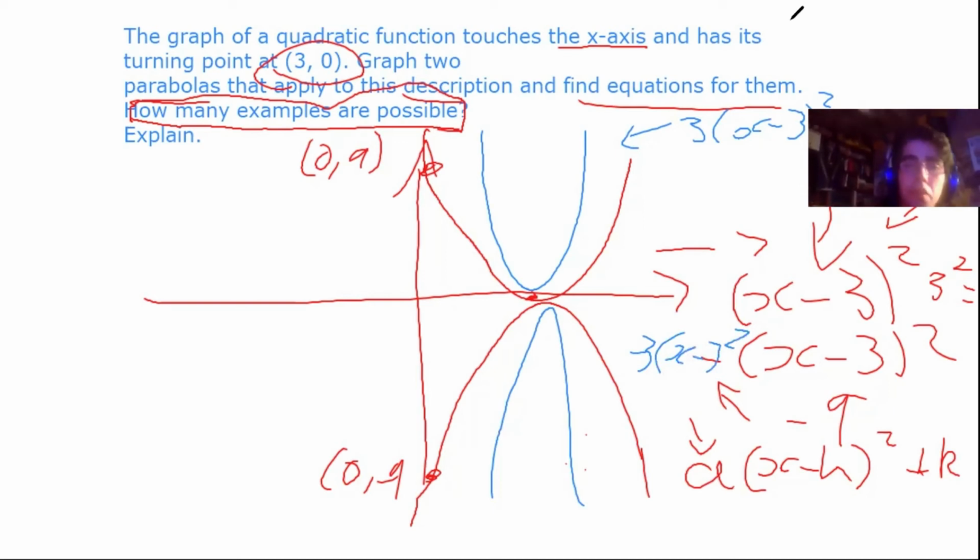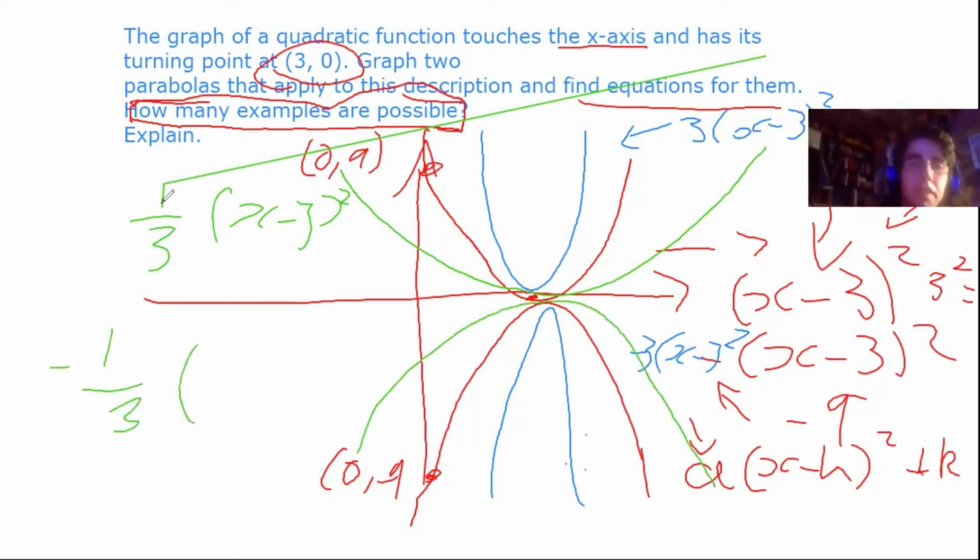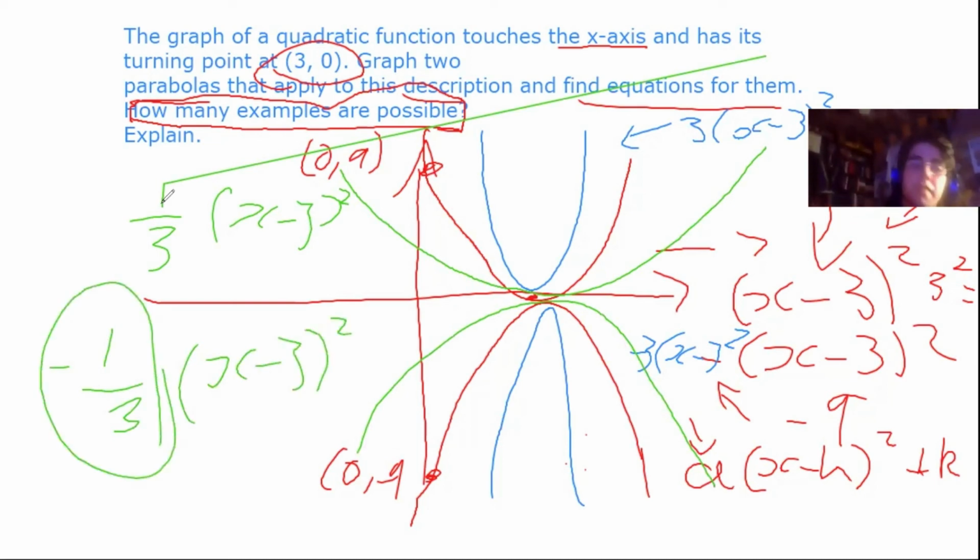Or we could go for something wider. So for example, you have something wide that comes out like this. An example of this might be (1/3)(x - 3)². Or down the bottom, we might have, again, the same type of graph, and instead, we're going to have -(1/3)(x - 3)². So there's infinitely many numbers we could have for a. So as a result, we could have infinitely many parabolas that have a turning point at (3, 0). All right. Hope that helps.